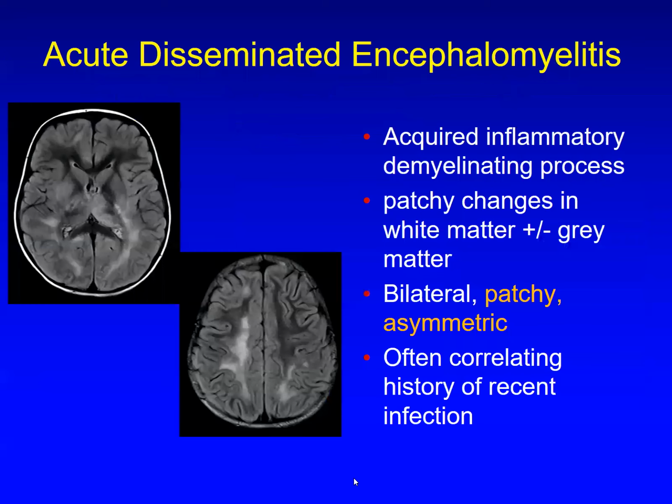And this is actually a patient with ADEM, so this is an acquired inflammatory demyelinating process in contrast to some of the heritable ones that we saw earlier. These patients have patchy changes in the white matter. There's usually gray matter involvement as well, although not always. Bilateral, and it tends to be, again, patchy and asymmetric, whereas the leukodystrophies are really more confluent and symmetric. Often there's a correlating history of recent infection, but not always.